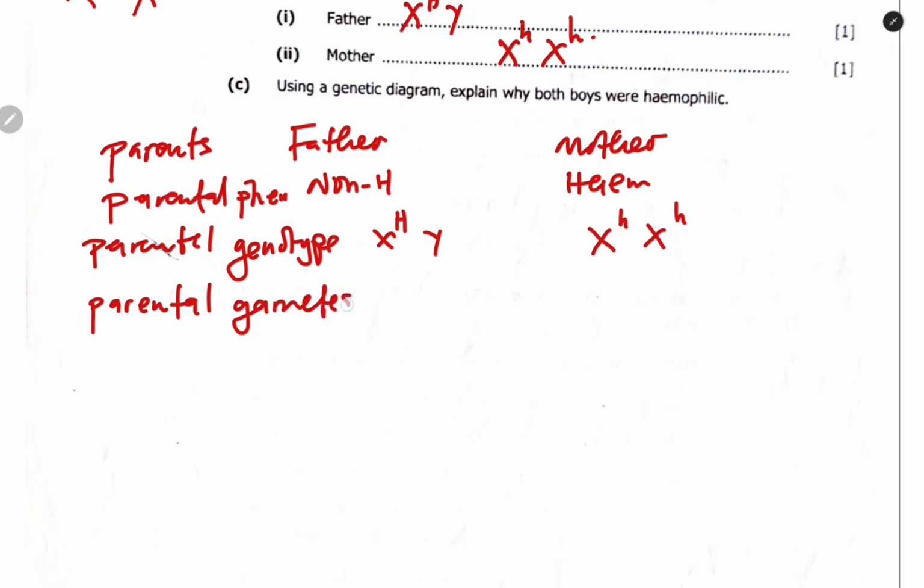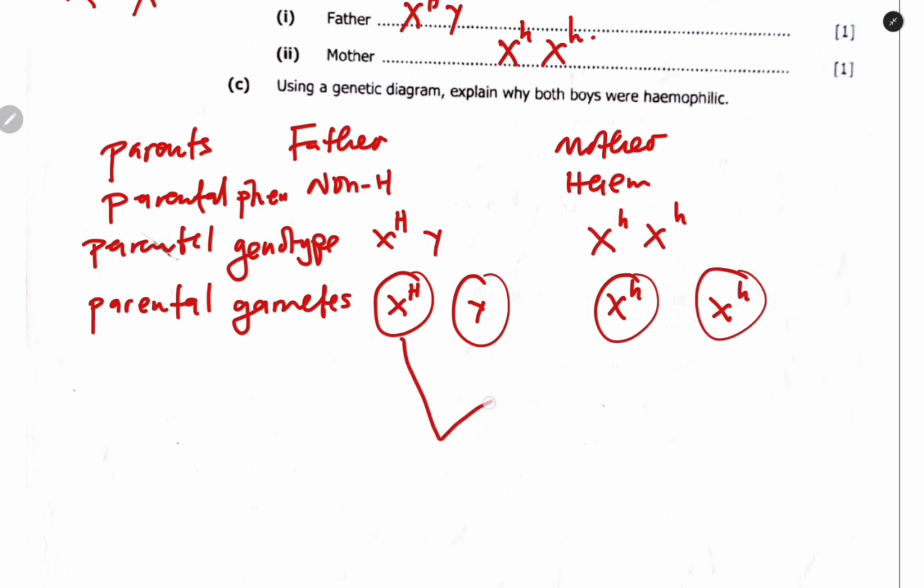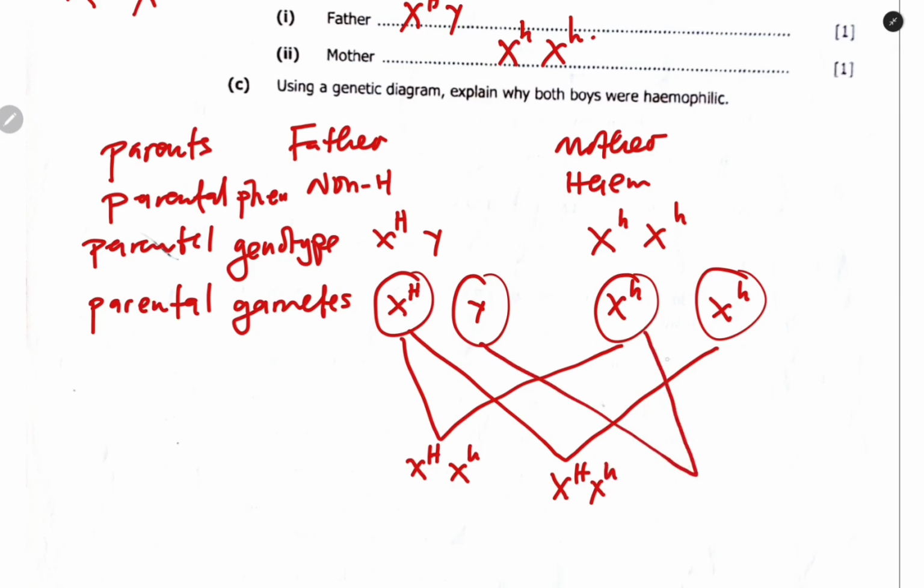Then we have parental gametes. For parental gametes, we put X^H and Y, then here we have X^h and X^h. Then there's fertilization taking place here. So you're going to have X^H X^h, and this and that will have X^H X^h. Start with the dominant. Then this one with this one will be X^h Y, and this and that will be X^h Y. And of course, first generation.